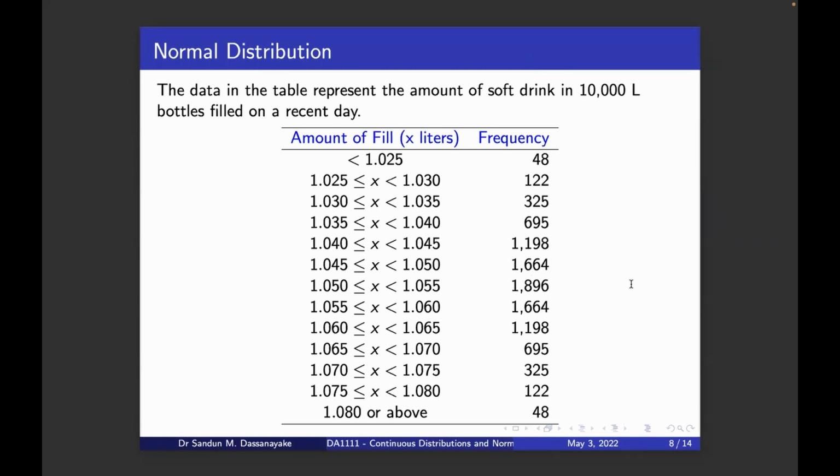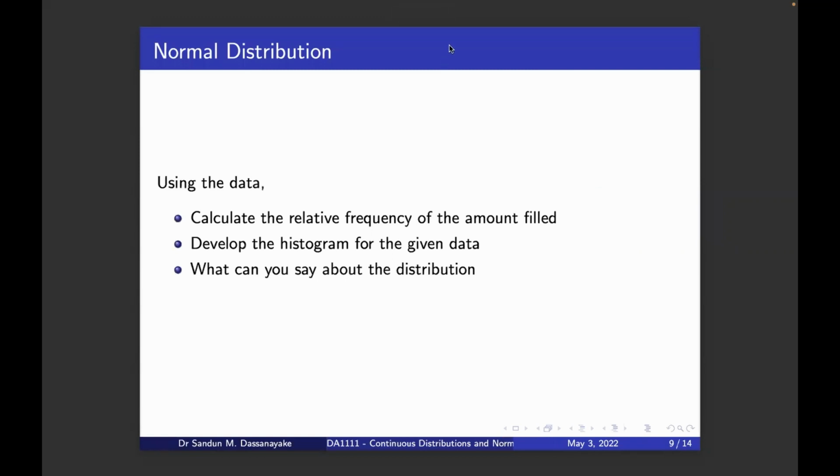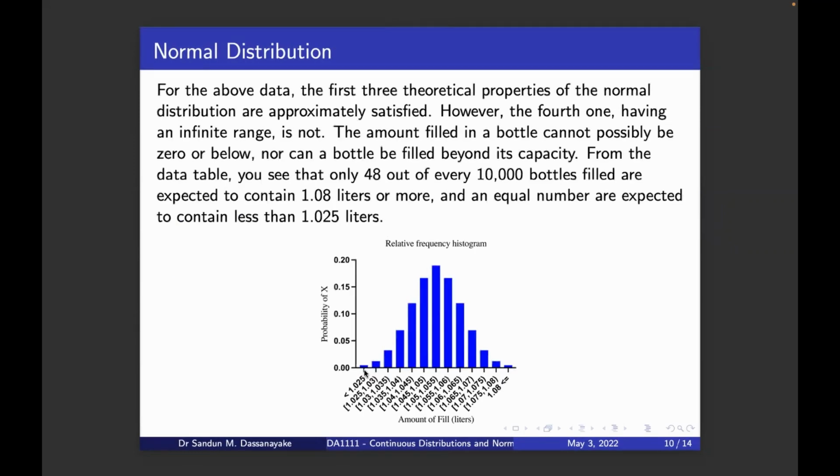Now the next thing, using the data, calculate the relative frequency of the amount filled, develop the histogram for the given data. What can you say about the distribution? So develop the histogram for the given data. I have done that for you. Now this type of a relative frequency diagram, or a relative frequency histogram, will be there for you.